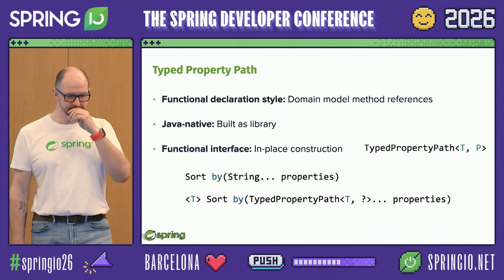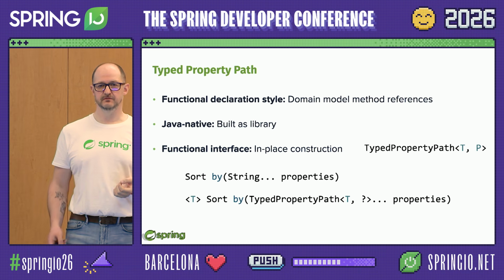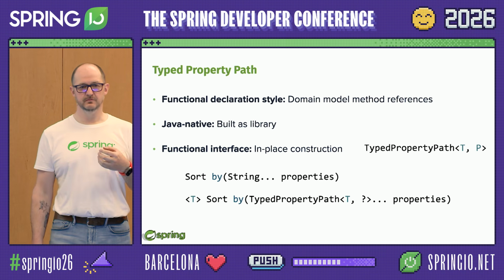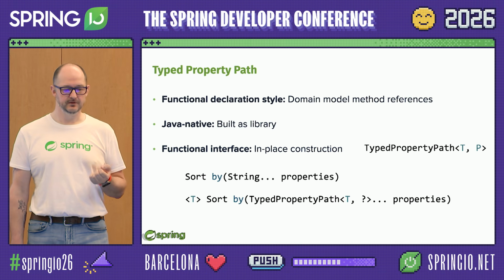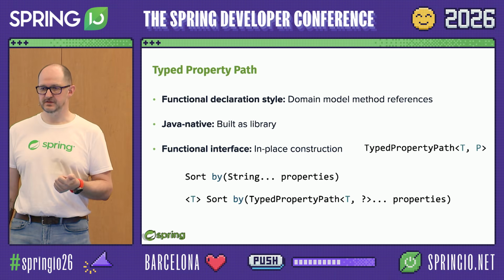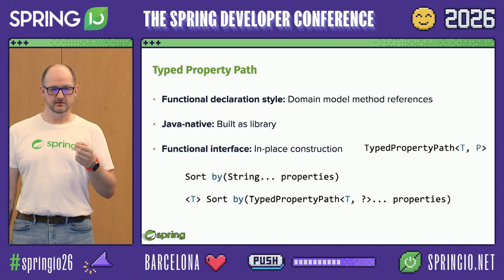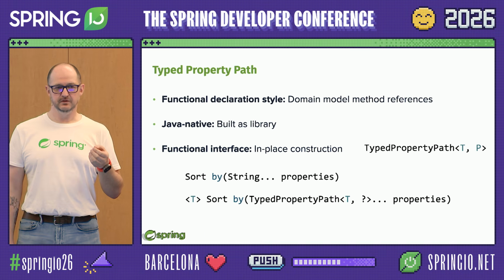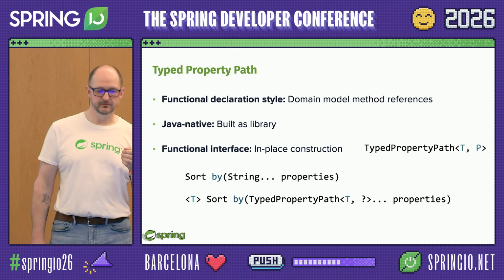Now, typed property paths require a domain model. Therefore, it is a great fit for Spring Data, because you have domain models already, especially if you work with repositories. You have a domain type. You have properties. You have a representation of whatever you are working with. The goal has been to be Java native. No annotation processors, no plugins, just pure Java. And honestly, if you're a Spring Data user already, this feature is only one upgrade away from you.